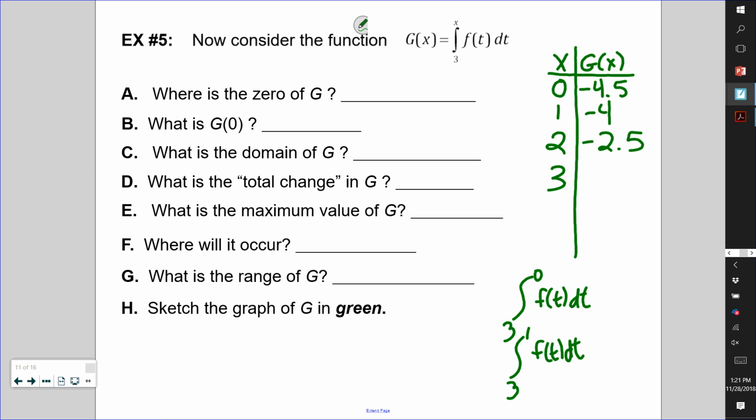And then what happens at 3? 0. So there's the answer to the first question. Where is the 0 of g? At x equals 3. Next question, what is g of 0? Negative 4.5. We just found it because I think the table is an easier way to get the information. What is the domain of G?